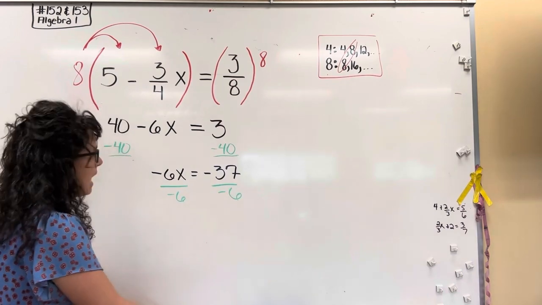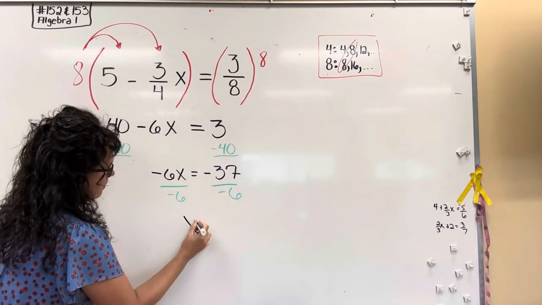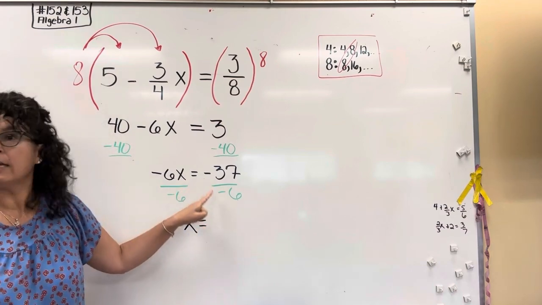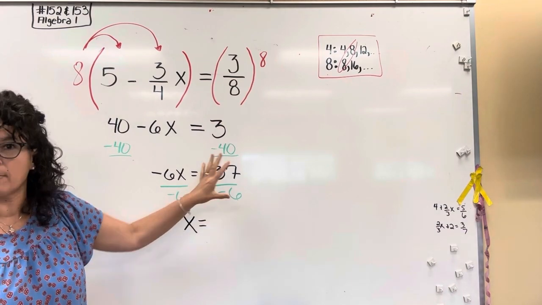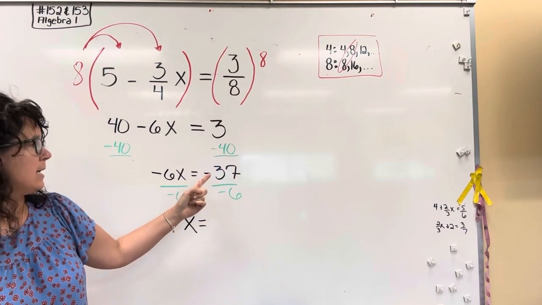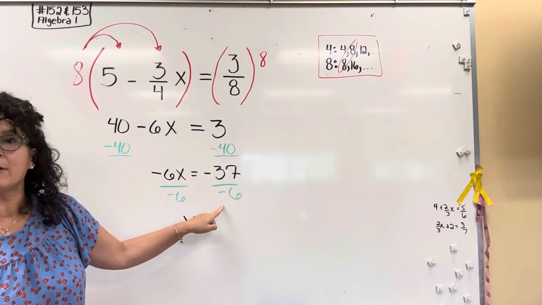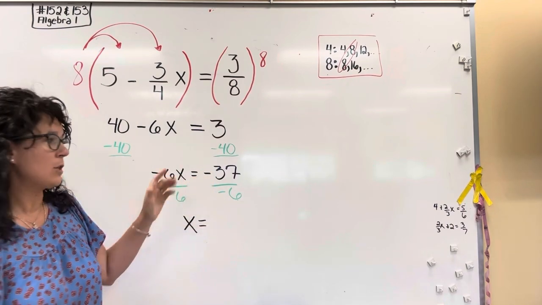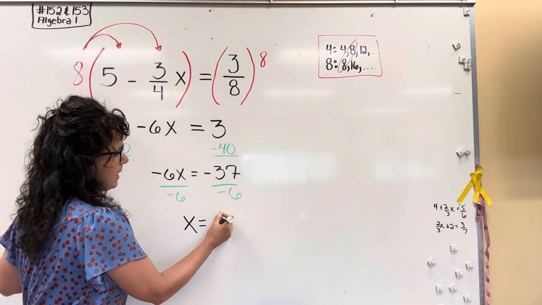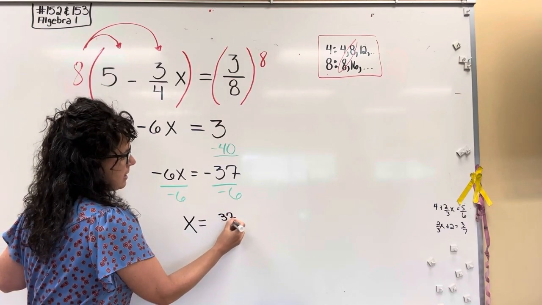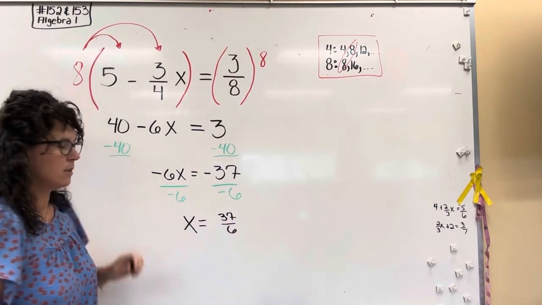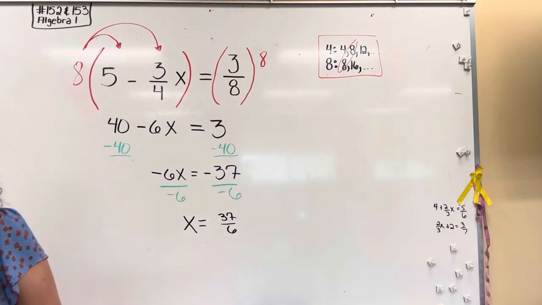The x is now by itself. And negative over a negative is a positive, so my fraction is positive. Nothing fits into 37 and 6, so this fraction is also simplified. So my answer is 37 over 6.